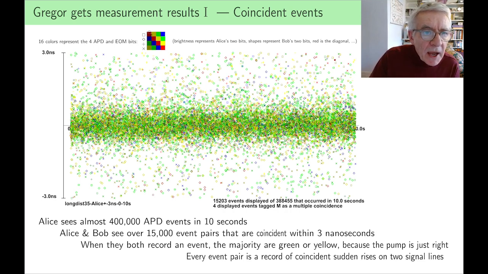Then we have for the diagonal where the electro-optic modulator bits and the avalanche photodiode bits are the same, we have the red and the blue for the lower diagonal and yellow and green for the other two diagonals, which is where we see most events.